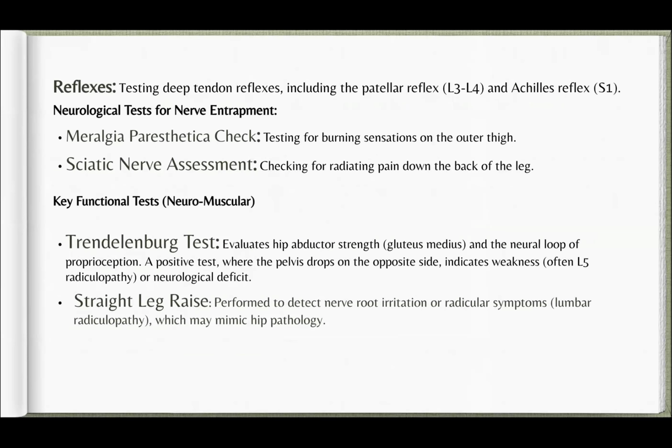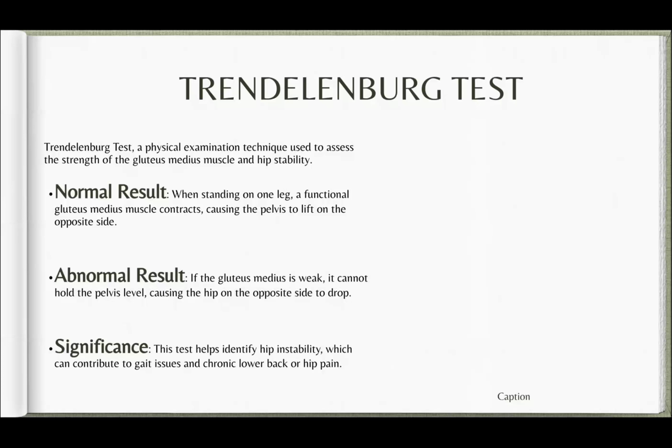Neurological tests for nerve entrapment: meralgia paresthetica, checking for the burning sensation over the outer thigh, and sciatic nerve assessment, checking for the radiating pain down the back of the leg. Key functional tests include the Trendelenburg test and the straight leg raise test. In the Trendelenburg test, we evaluate the hip abductor strength, that is the gluteus medius strength, and the neural loop of proprioception. A positive test is where the pelvis drops on the opposite side, indicating weakness or an L5 radiculopathy or neurological deficit. Straight leg raise is performed to detect nerve root irritation or radicular symptoms, which is generally seen in lumbar radiculopathy, which may mimic hip pathology. Let's start with special provocative tests.